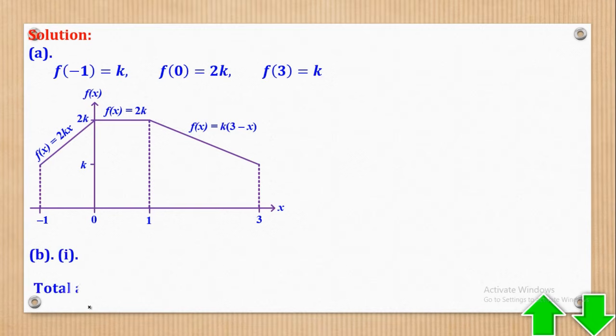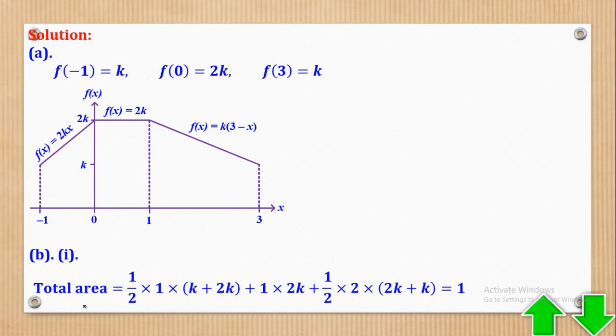For part B Roman 1, they wanted the value of k. So like we said, if the function f(x) is entirely linear, you can also get the value of k, or the value of the unknown constant, using the area under the graph. That total area will be equal to 1. So in this case, the area of shape A plus area of shape B plus area of shape C must be equal to 1. Shape A is a trapezium, shape B is a rectangle, and shape C is a trapezium. So you must know the formula for area of a trapezium and the formula for area of a rectangle.